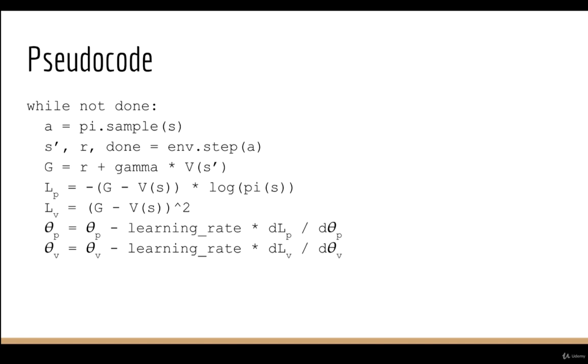Then during training, all we need to do is loop through each step of the game, sample an action, and then update the weights of both neural networks as we can see in this pseudocode. So the pseudocode is as follows. While we are not done, we sample an action from the policy network. We get A. Then we perform the action A in the environment and we get S prime and R. We set G equal to R plus gamma times V of S. We calculate the policy loss and the value loss. Finally, we perform gradient descent to update theta p and theta v.